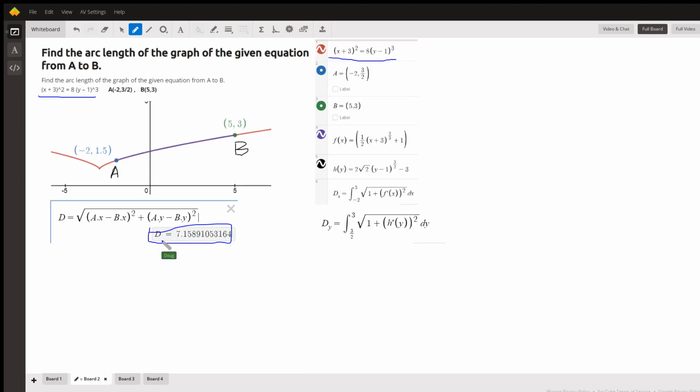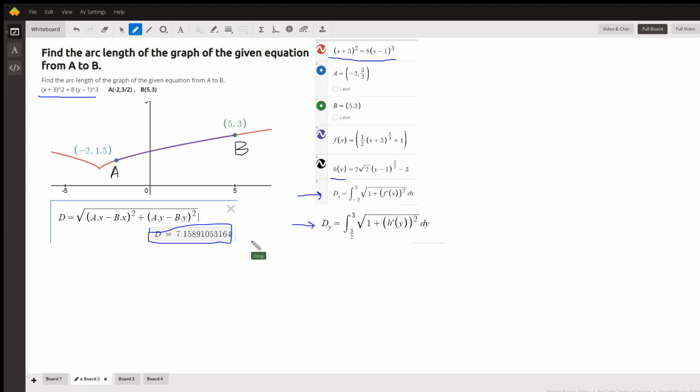Okay, so over here, if you want to solve for y, or f of x, well, you have to divide by 8, take the cube root of both sides, and then add 1. And here's h of y, where you get the x by itself. Take the square root of both sides and then subtract 3. The question is, which one of these leads to something that's easiest to do? There's the setup of each of these integrals.